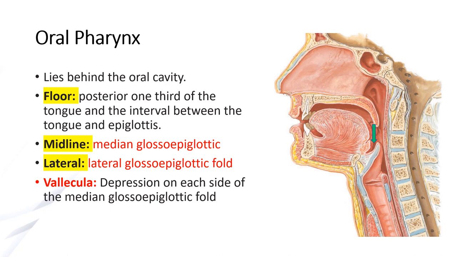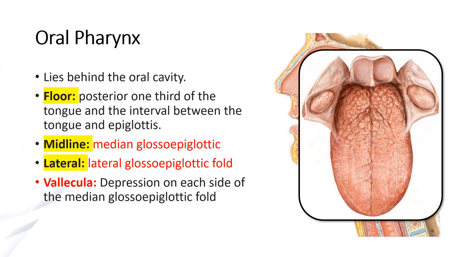The oropharynx lies behind the oral cavity. For its boundaries, the floor is from the posterior third of the tongue and the interval between the tongue, which is this location here, and the epiglottis. For the midline, let's bring up the picture of the tongue. This is the tongue. We're looking at it from the top, and this is the posterior third of the tongue.